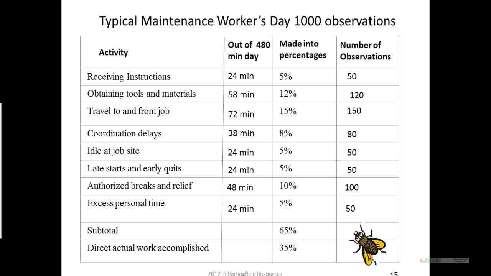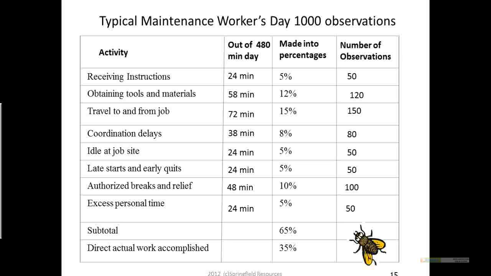And then we have a couple things idle at the job site, for example, where we observe people, they're at the job, but they're not doing anything. So there we have, again, 24 minutes, or 5%. We also have what are called late starts and early quits, where it takes them a little while to get going in the morning. You have people that take a couple minutes to get out of the maintenance shop, and they're the first ones back into the shop at the end of the day. So late starts and early quits is another 5%.